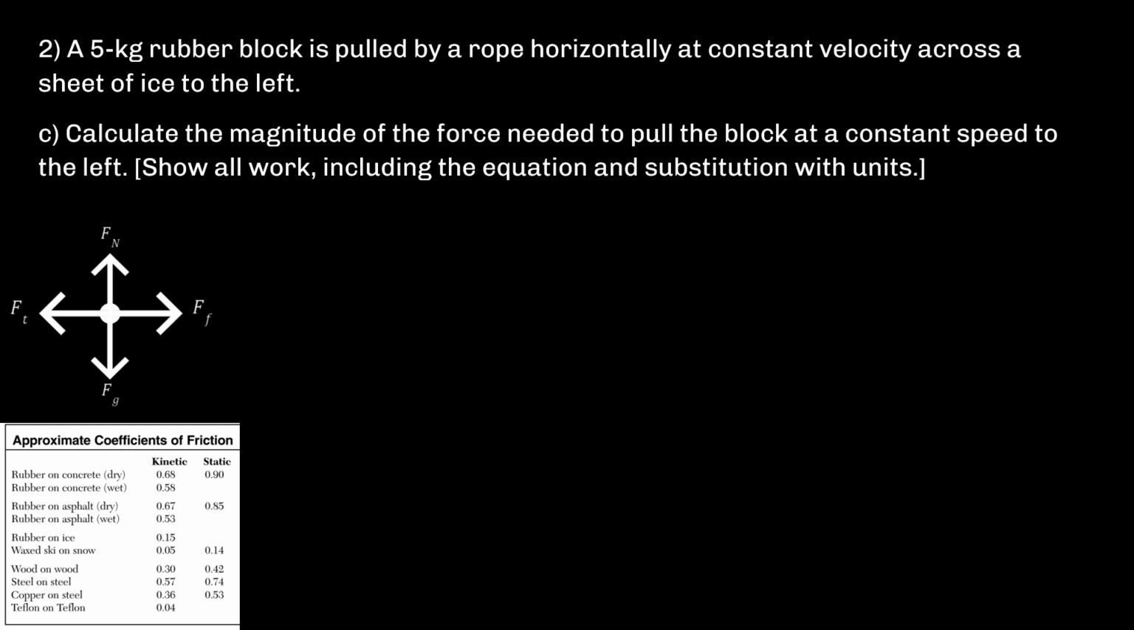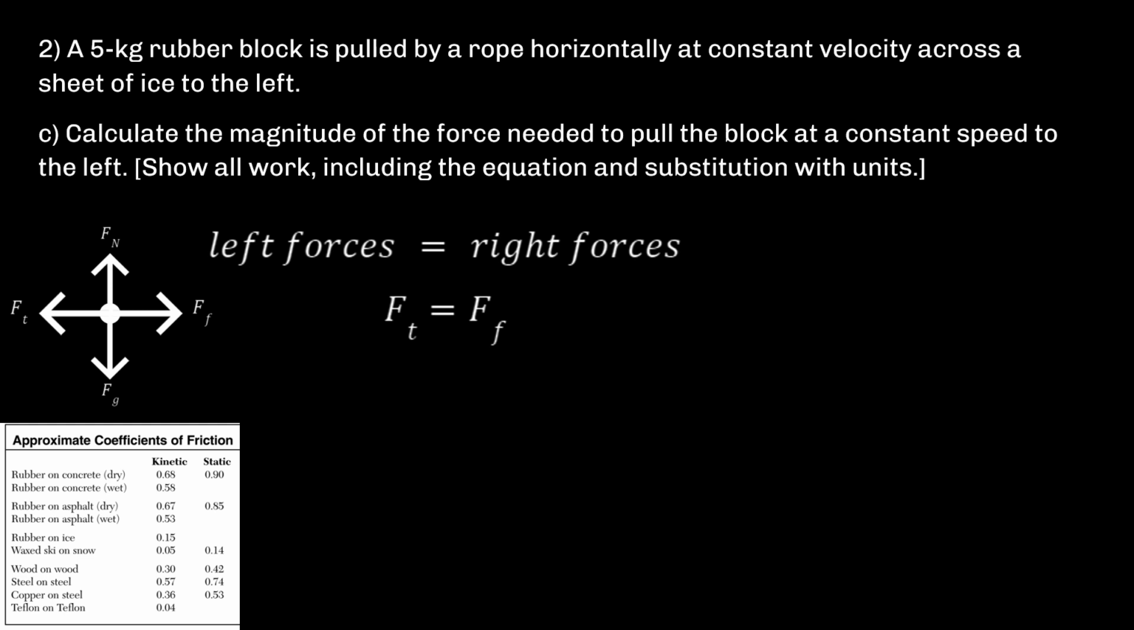So again, since we are in equilibrium, we know this from part B, we are going to start off here with my left forces equal right forces equation. And my free body diagram is going to tell me which forces these are. My left force is going to be Ft. My right force is going to be Ff. And Ft is going to be the force that I'm going to need to pull to the left with in order to get this at constant speed. So that's what I'm looking for here.